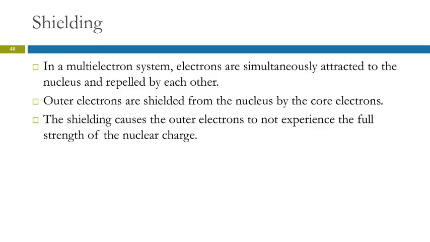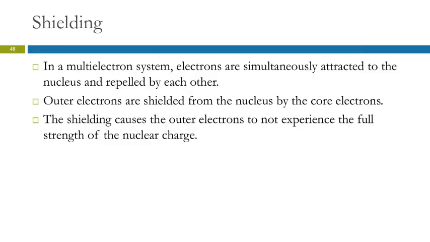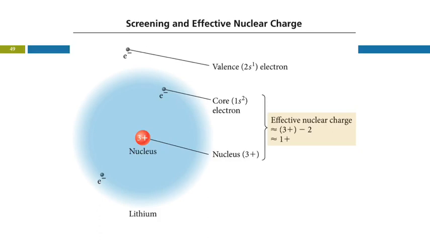I think I got a picture here. There's my picture. So it has to do with shielding. Okay, so we've got the core electrons and the valence electrons. The core electrons shield the nucleus. And so the electrons on the outside don't experience the full attractive power. So here's our nucleus for lithium. We've got a positive 3 charge here, and these core electrons experience a +3 attraction. This is the valence electron.